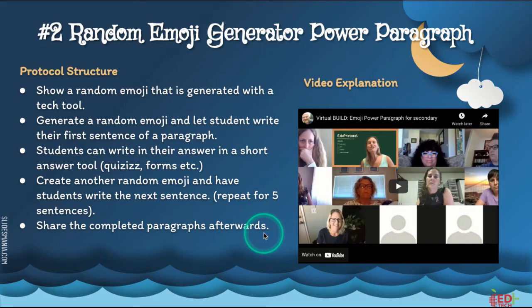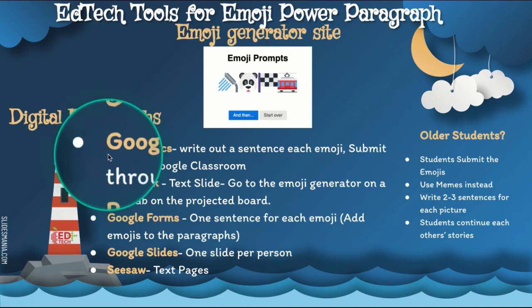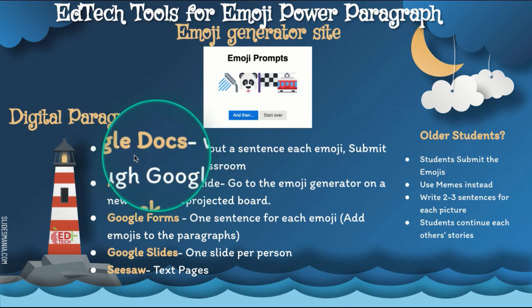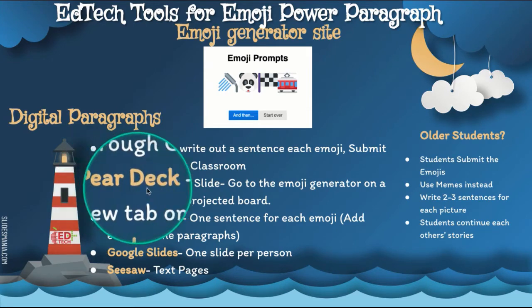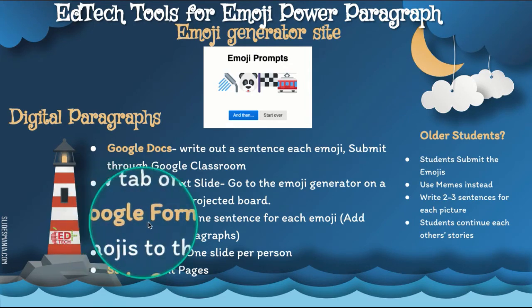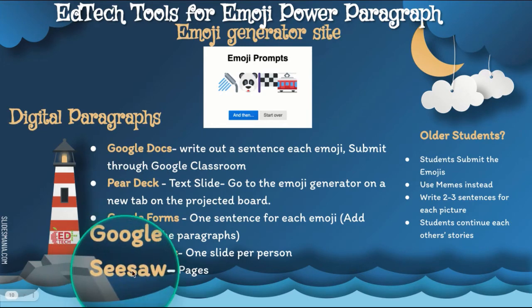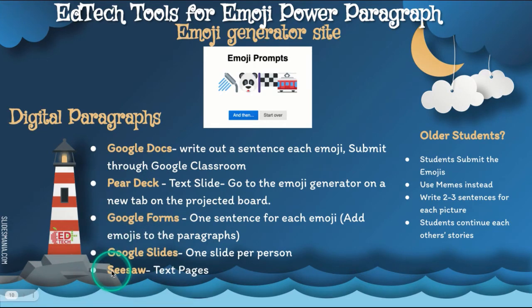Now, what's interesting about this in regards to EdTech, students can be typing in or generating those paragraphs within a digital piece. So some of the tools where students can be writing those consecutive sentences would be using Google Docs. So they're writing a sentence for each one. You can use Pear Deck, where students are going to be having the emoji generator coming up and they can write it in with the writing prompt. You can have Google Forms, where you have an emoji on the form and they write a sentence for each one, or Google Slides and even Seesaw for younger students. You can go ahead and have them either voice add in those answers or type them in.